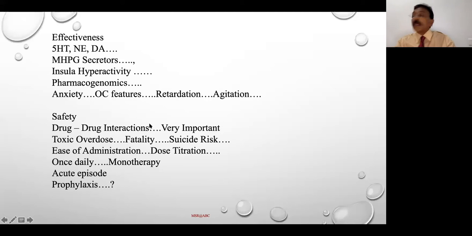Now, what is the drug of choice? Somebody asked. At this point, I think I'll go for the chart also. Like if there's anything, what is the drug? For me, the drug of choice is escitalopram. There's no doubt about it.